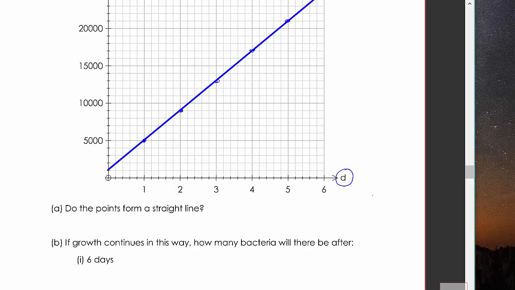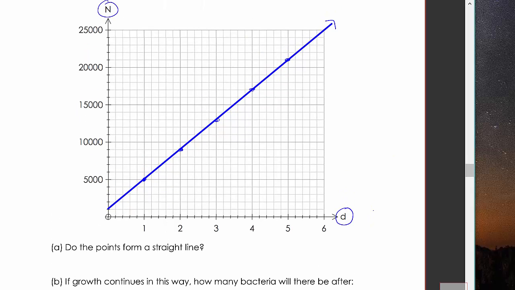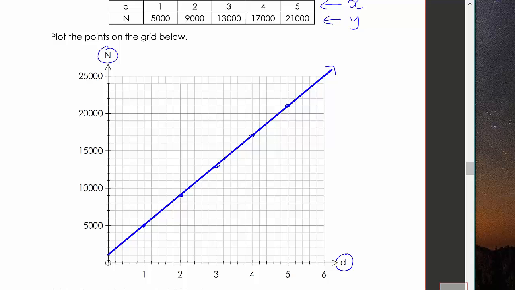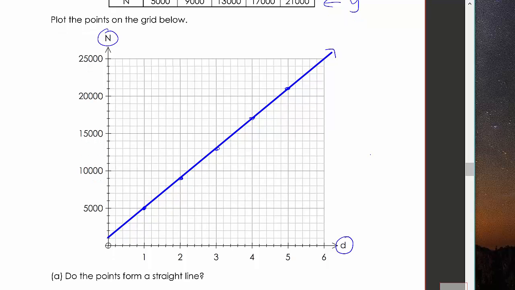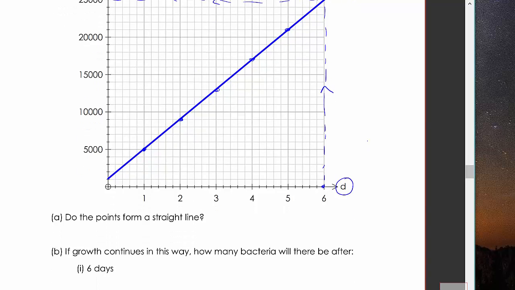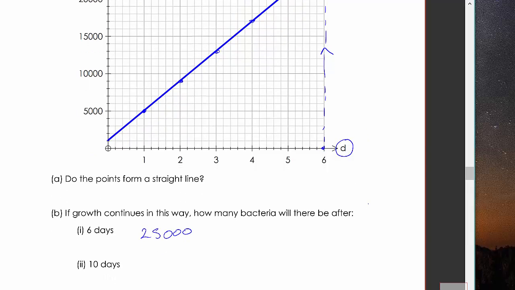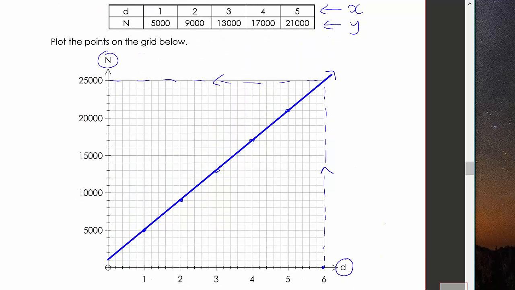So if growth continues in this way, how many bacteria will there be after 6 days? Well, we could just project forward on the table, or we could use our graph. And at 6 days, when you use the graph, you should actually draw on the graph to show your measurement, like that. So we've gone up and across. So we'll say 25,000.